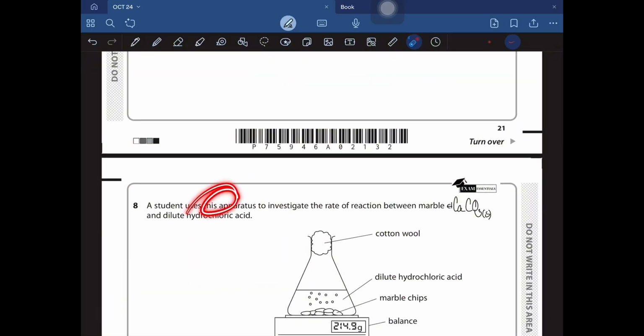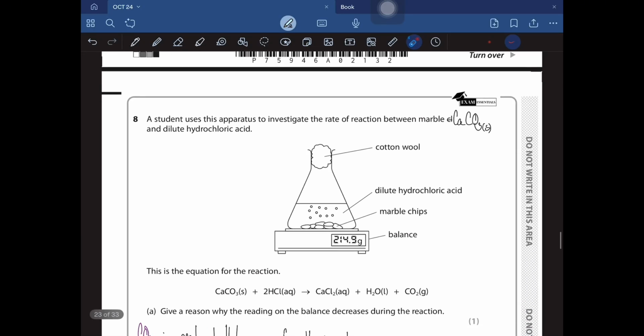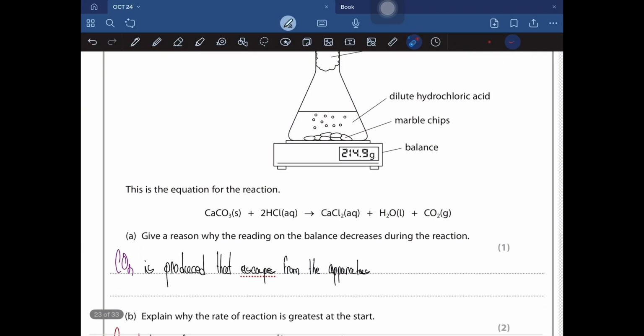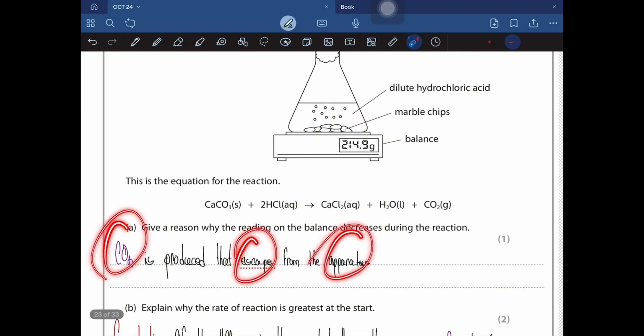A student uses this apparatus to investigate the rate of reaction between marble, that is calcium carbonate, and dilute hydrochloric acid, right? So give a reason why the reading on the balance decreases during this reaction. So right, during this reaction, carbon dioxide is produced, right? And carbon dioxide escapes through this apparatus, or leaves the apparatus, right? And this causes the mass to decrease. Carbon dioxide produced escapes from the apparatus.